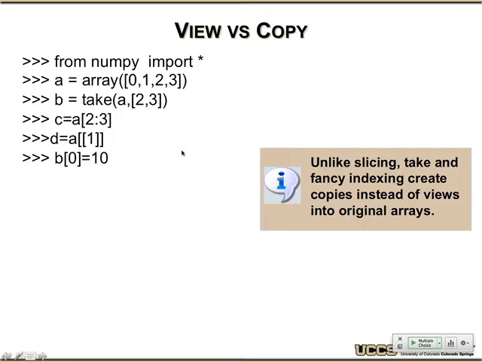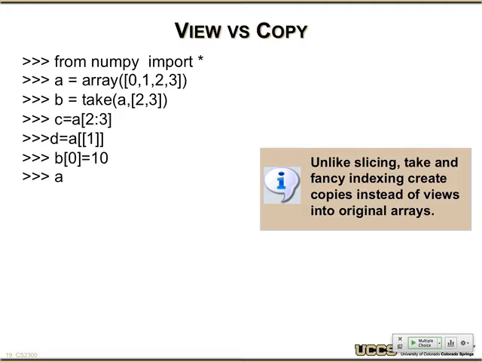Just based on that, we just talked about that. Think for a second. I'm actually going to do clicker questions given how far behind we are. We're just going to plow through a bunch of stuff here. If I did from NumPy import this, here's an array. I assign C equals A[2:3], D equals A[[1]], B[0] equals 10. What happens to A? What's the value of A now?